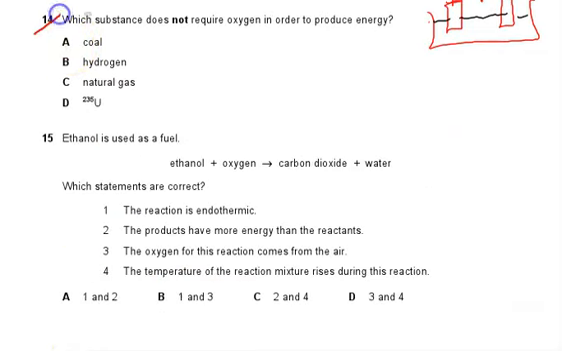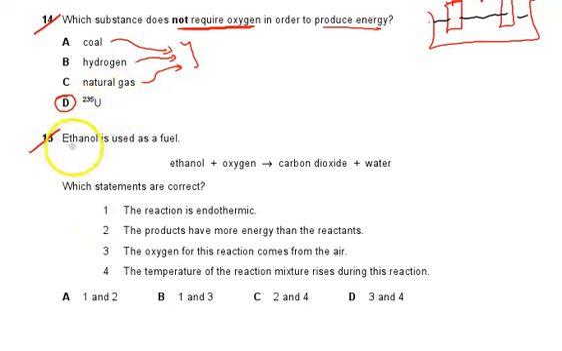Now for number 14, which substance does not require oxygen in order to produce energy? So this is through combustion, combining with oxygen, and combustion too. So all these three need oxygen to produce the energy. However, your uranium doesn't need it. So it can produce the energy by nuclear fission. This is under radioactivity.